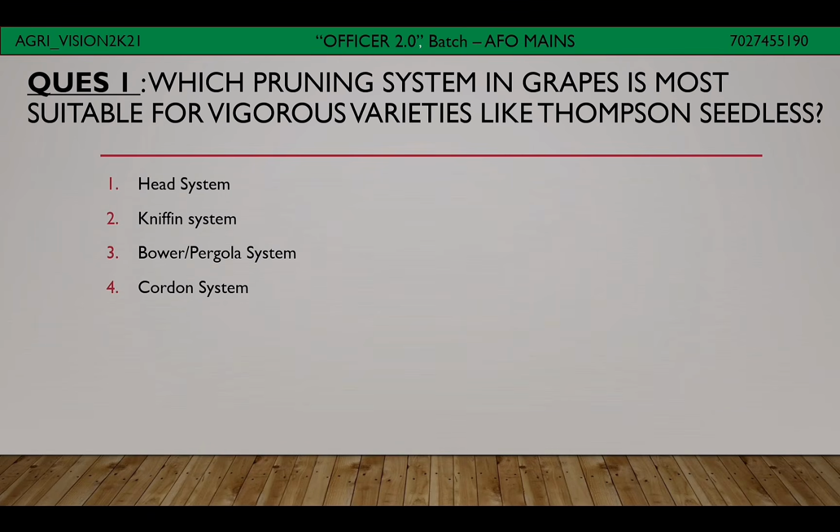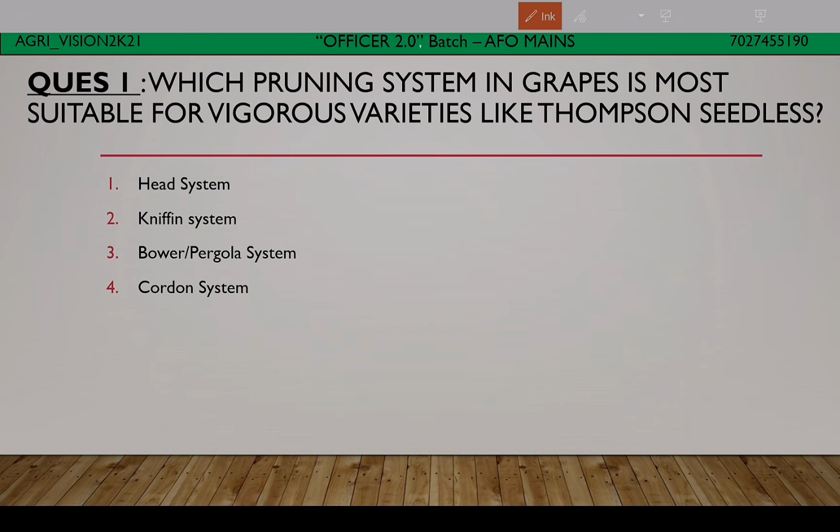And here is your first question. In the first question, which pruning system in grapes is more suitable for vigorous varieties like Thompson Seedless? Okay, here you have to focus on two things. One is vigorous variety, and second is in grapes. Okay, for vigorous variety, what do we need?